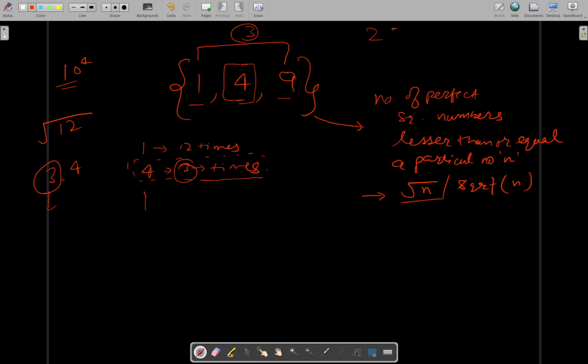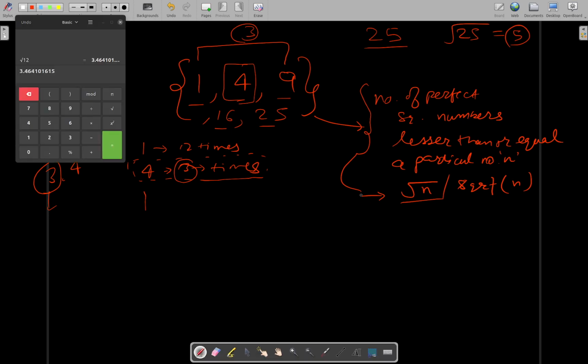If let's say you consider 25, then you may add two extra numbers, which are 16 and 25. So if you do square root of 25, it will be 5. So you see that there are 5 numbers only. Okay, so this is a fact that I thought to tell you in case you do not know. This will be used in solving this particular problem.